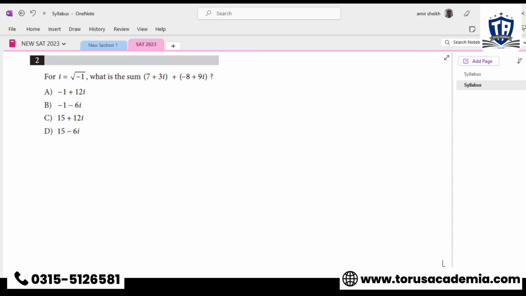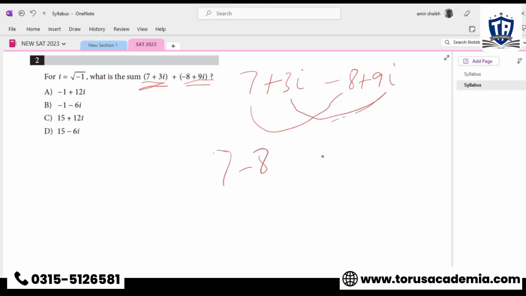Look at the question. This is a complex number question. It asks us for 7 plus 3i plus 8 minus 9i. In this section, it is 7 plus 3i minus 8 plus 9i. We just go real to real part and imaginary to imaginary part: 7 minus 8 and plus 3i plus 9i. This will become minus 1 plus 12i. And my answer is option A.